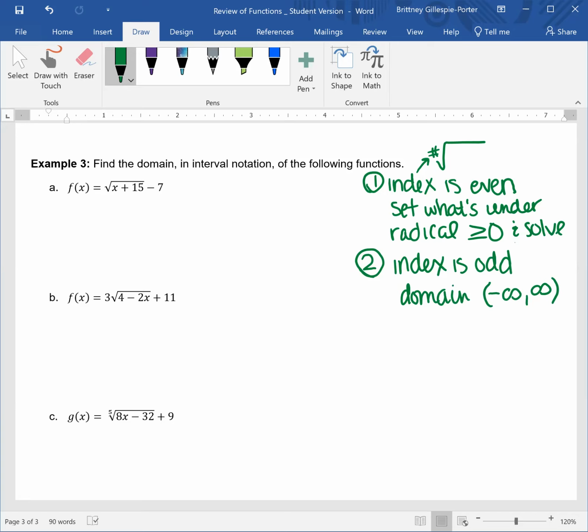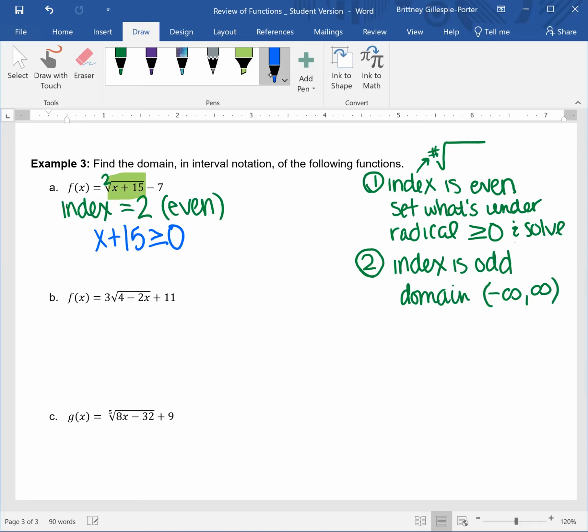Okay. So when you're looking at your radical functions, you need to find the index. If you do not see it, it's a 2. So in our first case, our index is 2, which is even. We are going to take what's under the radical and set it greater than or equal to 0. I don't care about the 7. He's not under the radical. When we solve this, we would get x is greater than or equal to negative 15.